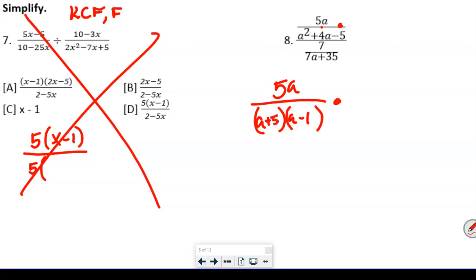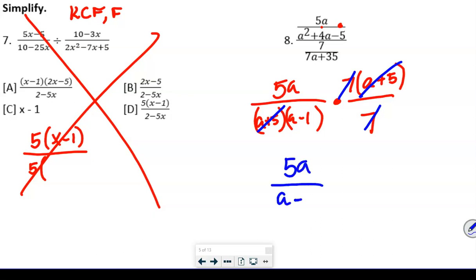Then we're going to change this to multiplication. We're going to put our 7 on the bottom, and we're going to factor that 7 out. That's going to give us A plus 5 again, okay? So now we're just looking to see what we can cancel out, right? So we can cancel out these 7s, and we can cancel out this A plus 5 because it's repeated in the numerator and the denominator. So our answer for number 8 is going to be 5A over A minus 1.